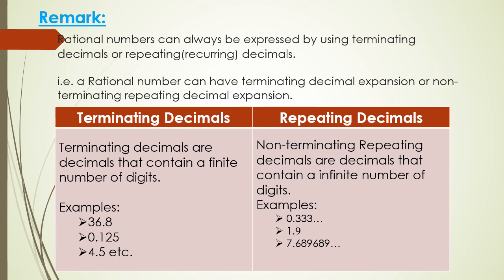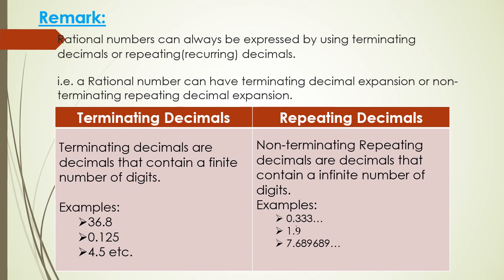We can see it in details. Terminating decimals are decimals that contain finite number of digits whose decimal expansion is ending somewhere. For example, 36.8, 0.125, 4.5, etc.